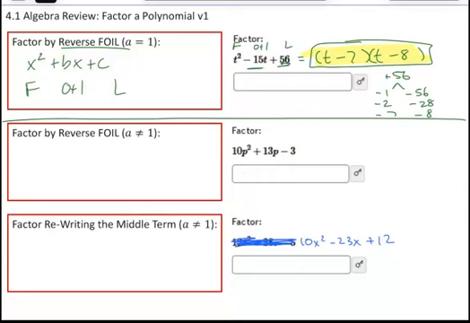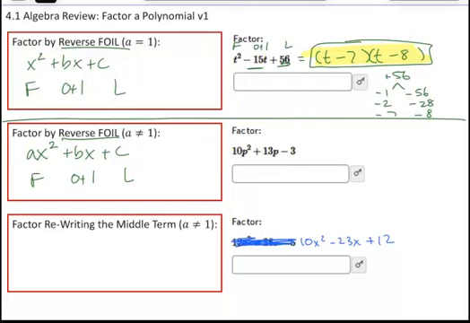Okay. Now, what happens when the leading coefficient is not 1? When that happens, you have a choice. You can use one of 2 methods by hand to factor this. So let's look at the first method. The first method is the same thing. It's reverse FOILing or using trial and error. Now you have this leading coefficient in front of your term. So you're still going to use the same idea.